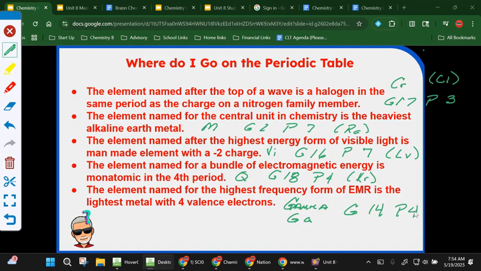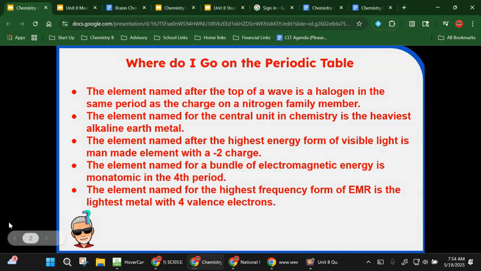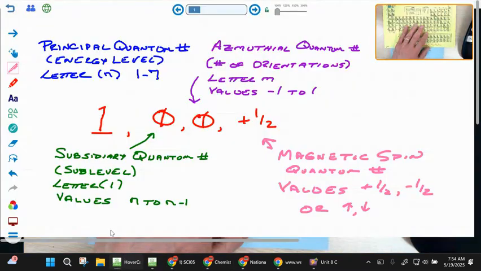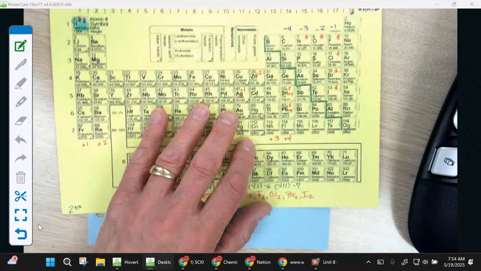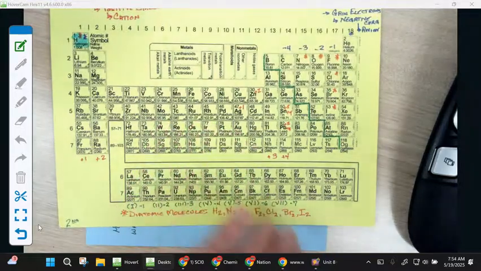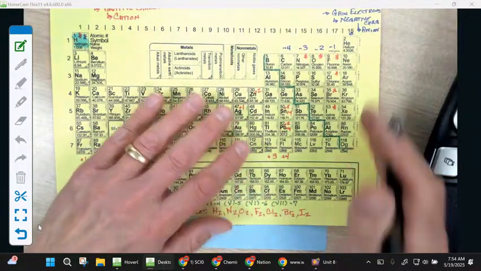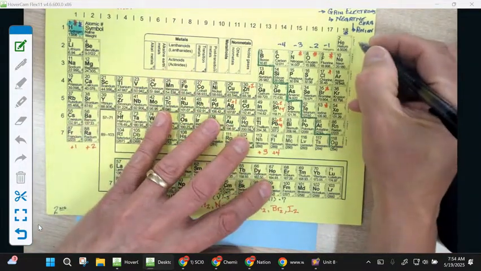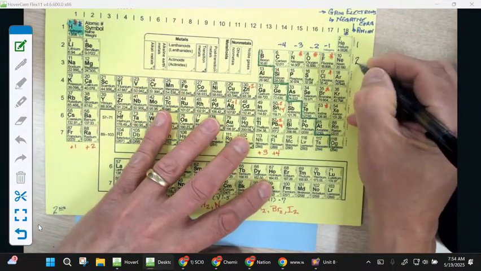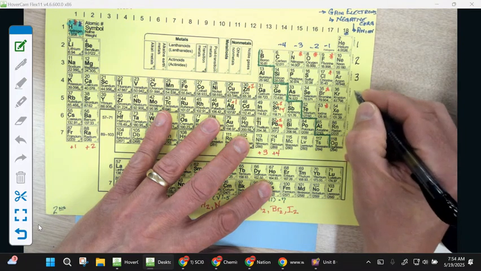Now, I am going to warn you, ladies and gentlemen, and I'm going to implore that you do something real quick right now. If I were you, on the right-hand side of your periodic table, I would put the group numbers on the right-hand side as well.